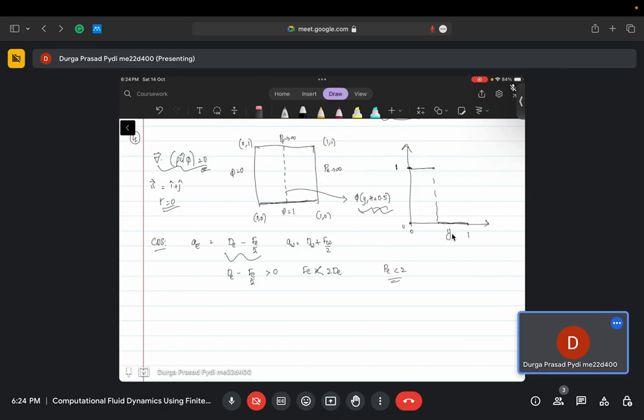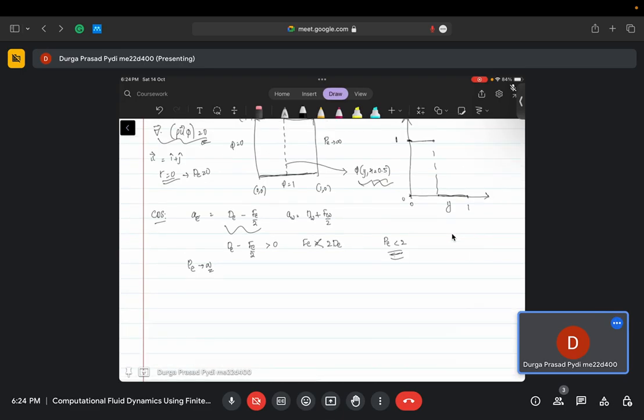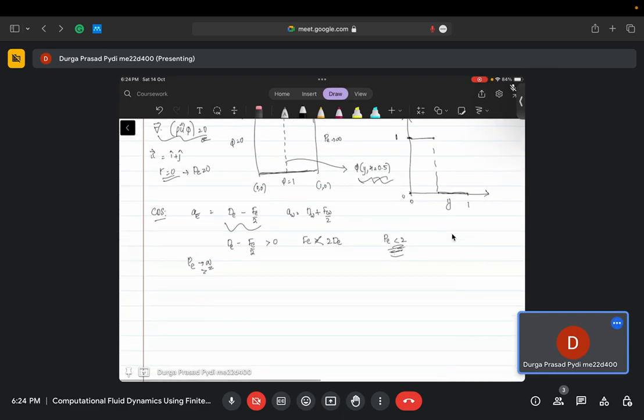In the current problem, your gamma is 0, which means your D East will be 0, so your cell Peclet number will be infinite. If you try to use the central differencing scheme for this problem, it will just fail because your Peclet number is greater than 2. So we have to use some other scheme. Either you can use the upwind scheme or the QUICK scheme. I think QUICK is already discussed in the class, right? Yes, sir. So how do I use the QUICK scheme?